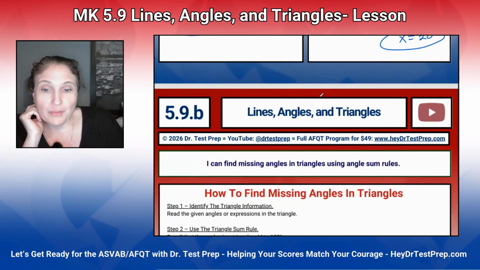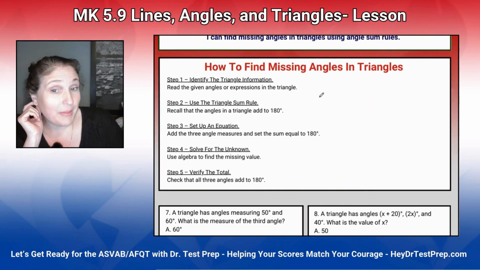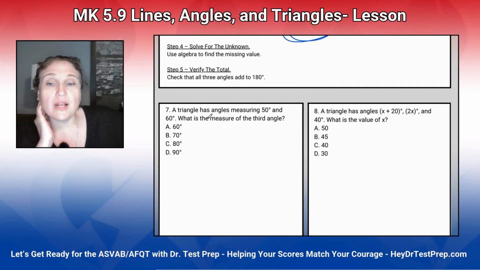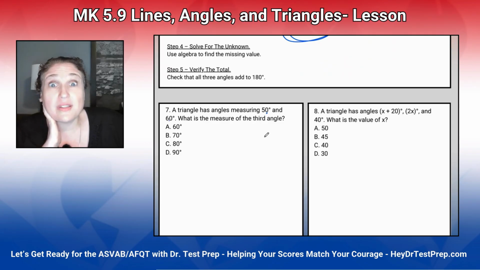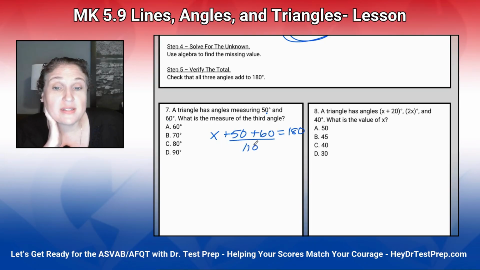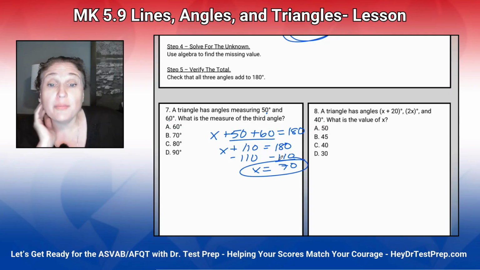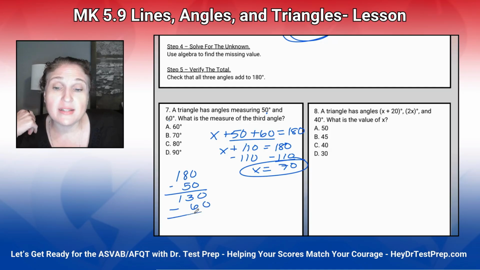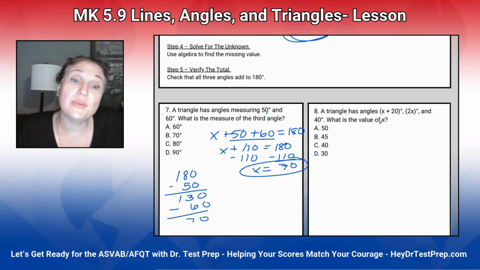All right, moving forward, now we're going to do triangles. The main thing for triangles is they add to 180 degrees. So a triangle has measures of 50 and 60. What's the third angle? Some people just like to write it like this, which is totally fine. 50 plus 60 is 110. Subtract 110 and get 70. Other people who love subtraction will do 180 and then subtract 50 to get 130 and then subtract 60 to get 70. That works until we get to number 8.